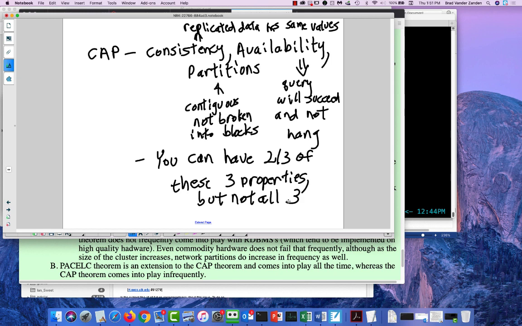Okay? Now, if you do have a network partition, you can get both consistency and availability. Why is that? Because in the worst case, you're down to a single machine, which means it's easy to enforce consistency while still having availability. So if your network gets partitioned, you can get both consistency and availability, but that's bad. You don't want your network partitioned. Okay, so that's CAP. Then we have the other theorem.